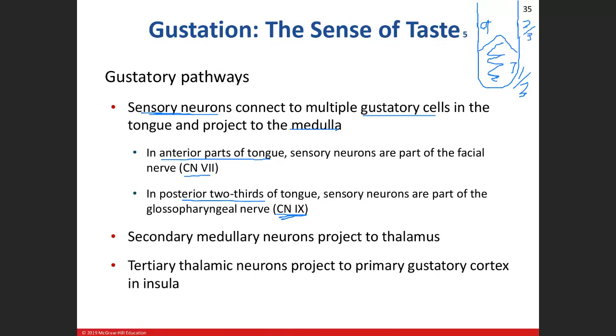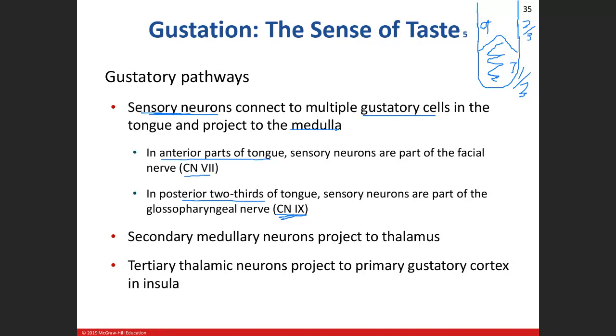Now that's just for taste. Please don't be confused because the general sense of touch for the tongue is different. It's not going to be 7 and 9, okay? So just for taste. So that's what we're talking about here. So the gustatory pathway is going to involve cranial nerves 7 and 9.